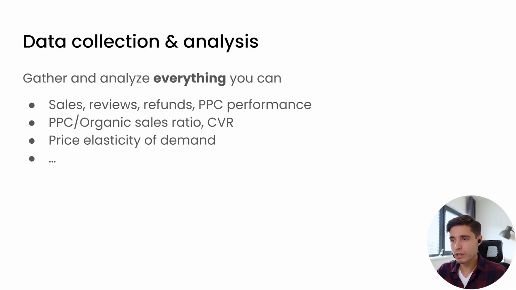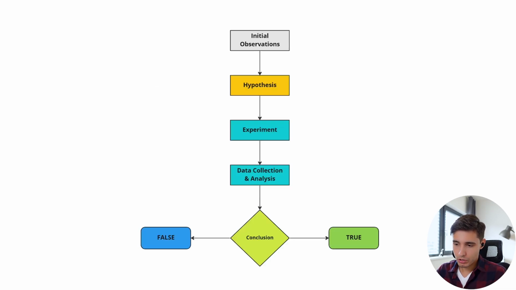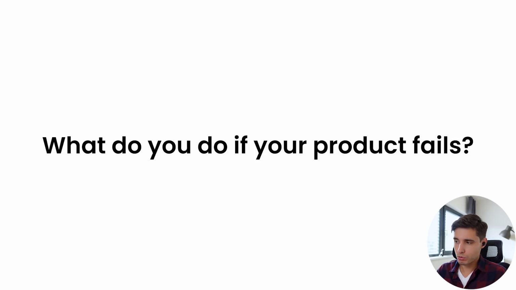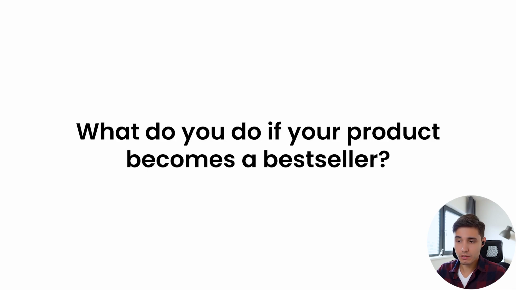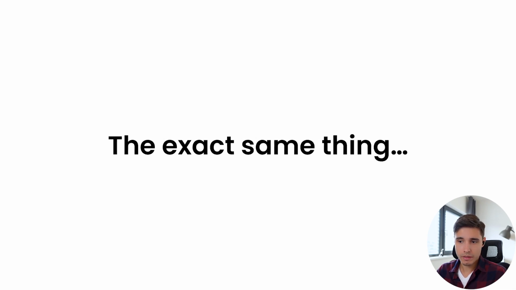Sales, reviews, refunds, PPC performance, PPC to organic sales ratio, conversion rates, PPC conversion rates, price elasticity, really trying to understand everything about the product. So you gather the data, and this will be extremely important for the next step, because the next step is the conclusion. And the question is, what do you do if your product fails? And what do you do if your product becomes a bestseller?